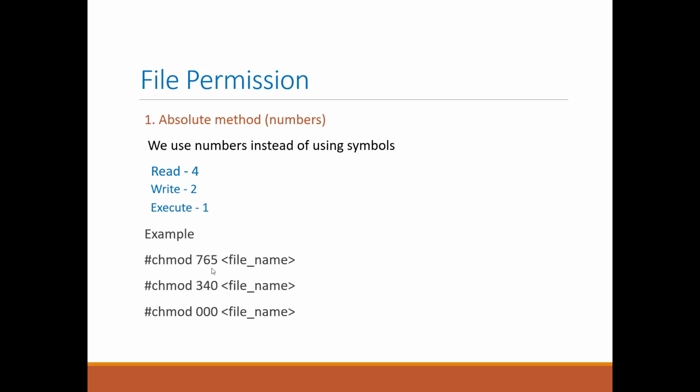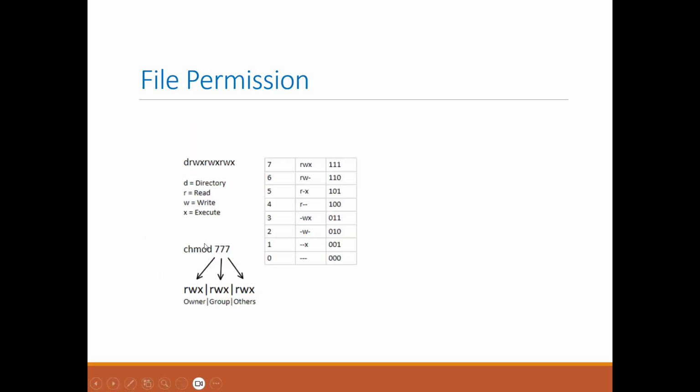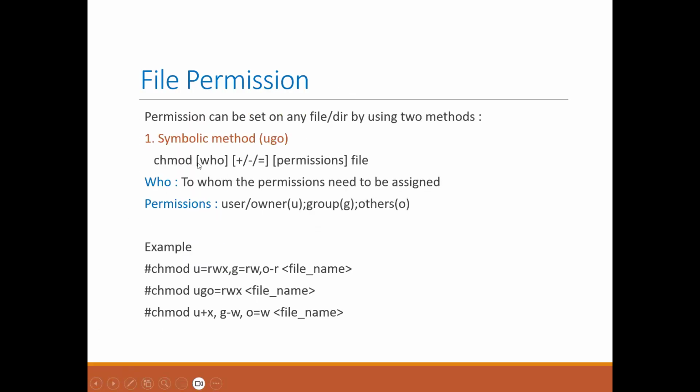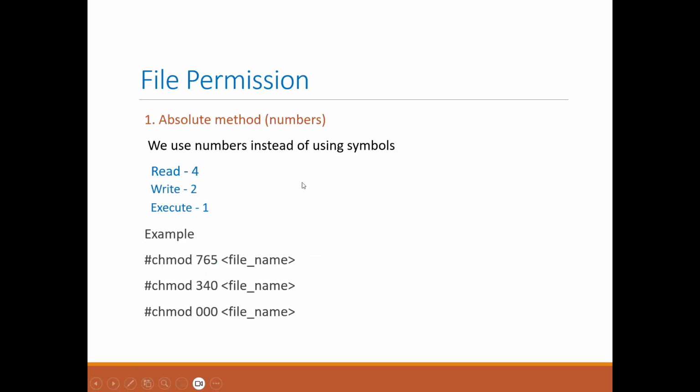So we need to use chmod, and the way which we saw earlier uses characters. That is the symbolic method. In this, we did u plus x, g minus w, o equal to w, using comma separated values. So this is called the ugo method. And now we have done this. Now let's try to give this permission using the numbers method.